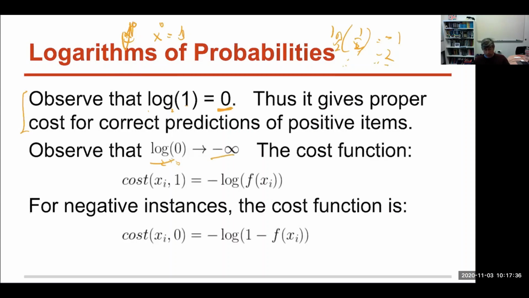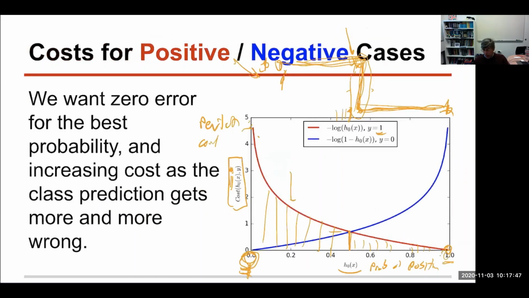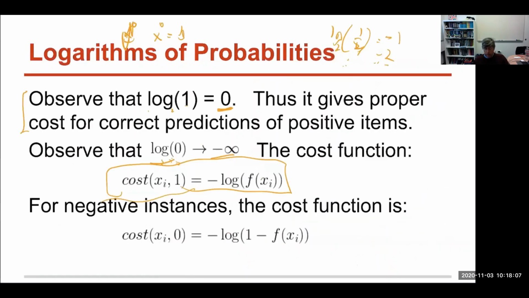If you believe that, this gives us exactly the positive cost function that we had on the previous slide. At 1, the value is 0. At 1/2, the value is close to 1. And as it goes to 0, it becomes infinite. If we take the negative log function, this does what we want. This gives us the cost function for all positive examples.